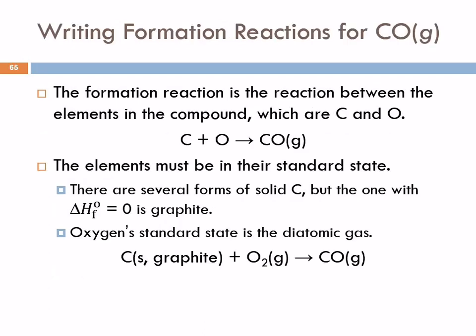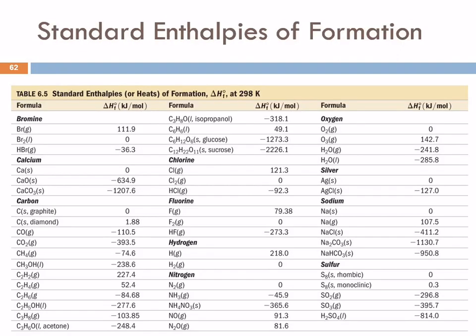So when we write a formation reaction, here is one for carbon monoxide. We have to have the two elements, and we have to have them in their standard states. So for carbon, we just looked at that. The standard state is solid, graphite, as opposed to diamond. For oxygen, it's not oxygen atoms, it's oxygen molecules. Let's go back to the table again. So for oxygen, here's O2, the gas state, that's where the zero is.